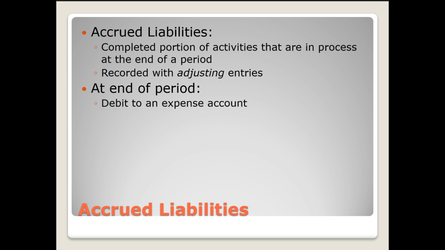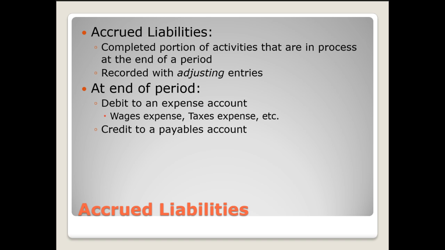At the end of a period, whatever accrued liabilities a company has, they would record a debit to an expense account. In other words, they have to match that expense to the period in which the revenue that's associated with it actually occurred. And then they would credit a payables account. So for instance, if it was wages that had actually occurred during the accounting period but had not actually been paid yet, there would be a debit to a wages expense account and a credit to a wages payable account.